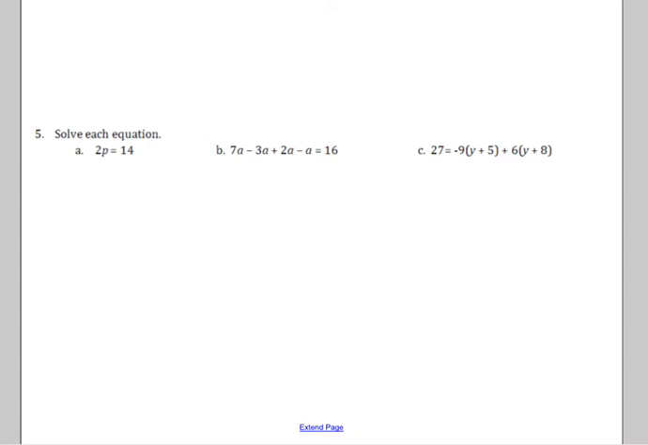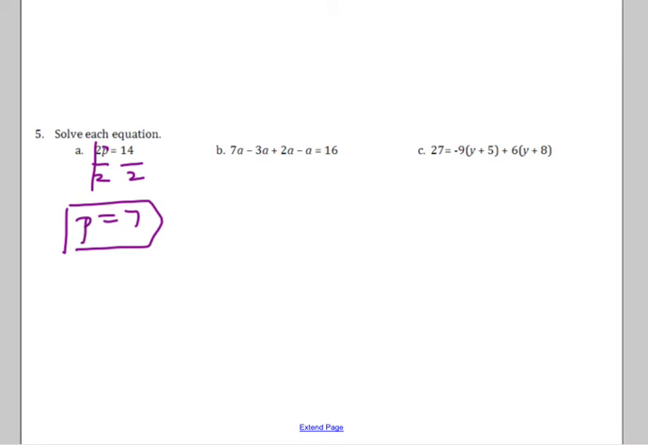So we have a few more equations. We are going to be solving this time. So notice how we have equal signs. Equals, equals, equals. So in this case, we're not evaluating, we are solving because they are equations. Okay, so it's 2p equals 14. Well, it's really 2 times p. So to undo multiplication, we do division. So p is equal to 14 divided by 2, 7.